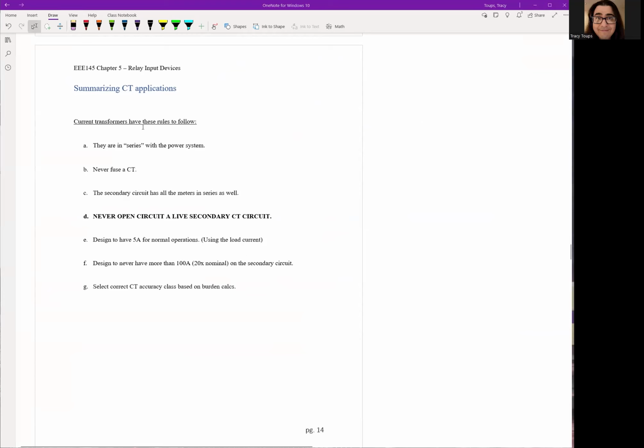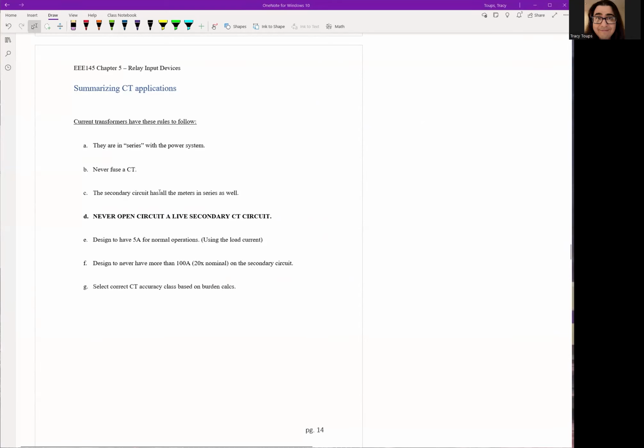Okay, so just to summarize what we talked about for CTs, if you need to know anything, it's this. Number one, they're considered in series with the power system. So they go with the line. Never ever fuse a CT, right? CT is meant to have higher current. If you fuse it and the fuse burns, you just blinded yourself from any of the fault analysis. So never ever put a fuse in the CT circuit.